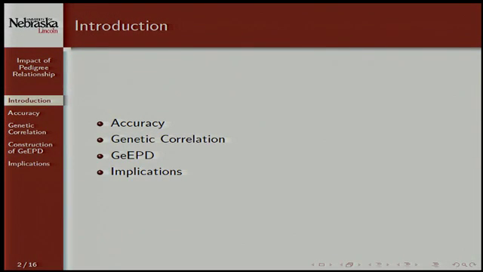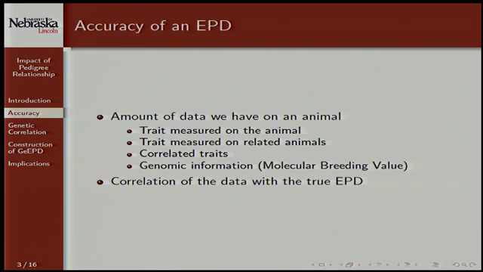And so Matt referred to these training populations, these validation populations, these target populations, how they're interrelated and the pedigree relationships with them, and then I'll close up with some implications. Now we're taking a look at the accuracy of an EPD. It depends on several things, and basically boils down to the amount of data that we have on an animal.